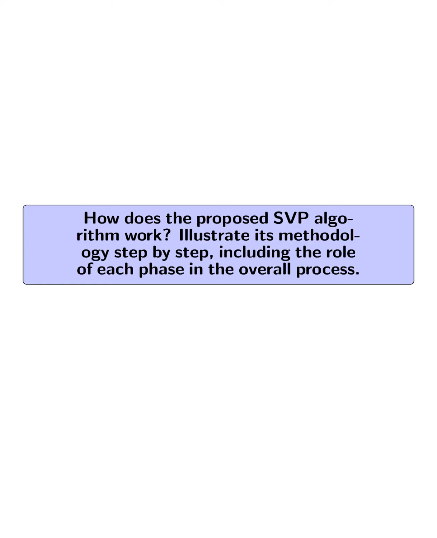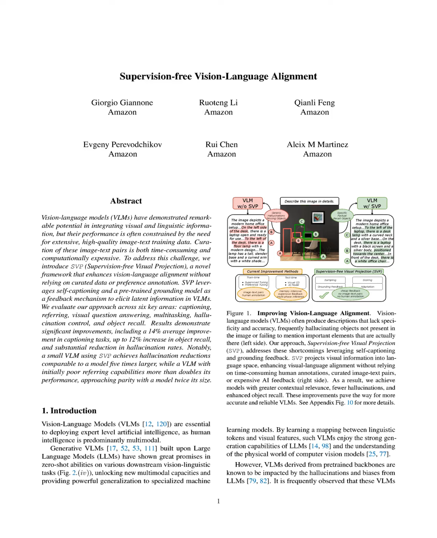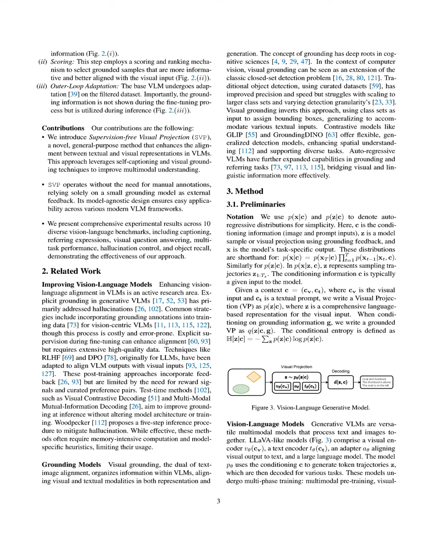Illustrate its methodology step by step, including the role of each phase in the overall process. The proposed supervision-free visual projection (SVP) algorithm operates through a three-phase process: inner loop sampling, scoring, and outer loop adaptation. 1. Inner loop sampling. In this phase, a base vision language model (VLM) generates detailed image descriptions for a set of input images. These descriptions are then processed by a small pre-trained grounding model, which extracts spatially enriched grounding outputs, providing feedback that conditions the VLM to produce text tokens that better align with the visual information.